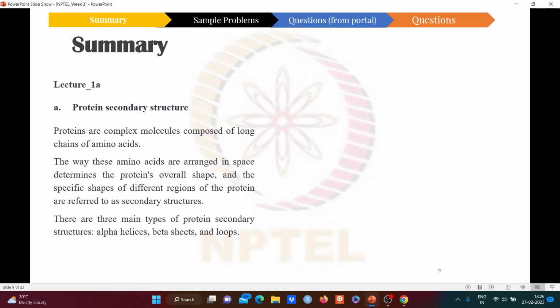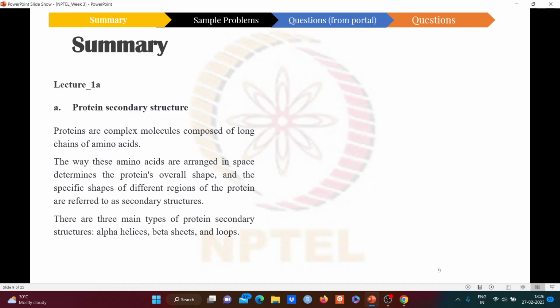Next is beta sheets. Beta sheets are flat, sheet-like structures composed of multiple strands of polypeptide chains that are arranged side by side. The side chains of the amino acids point alternately up and down from the sheet, and these sheets can be either parallel or anti-parallel. Beta sheets are often found on the surface of proteins and are important for providing structural stability.